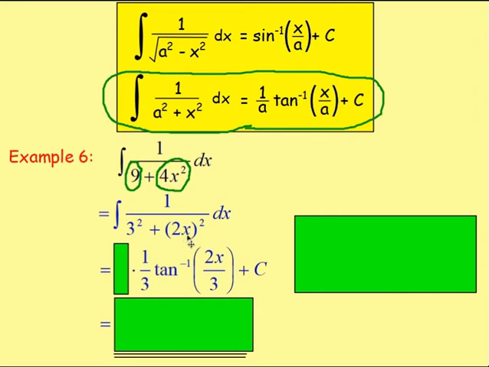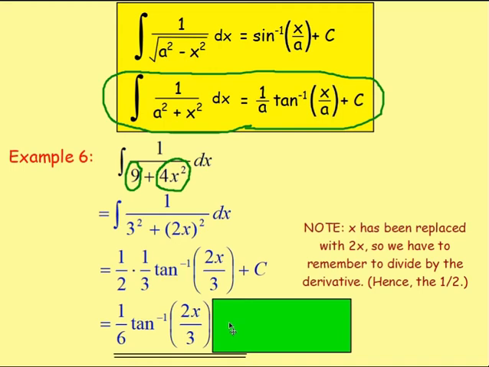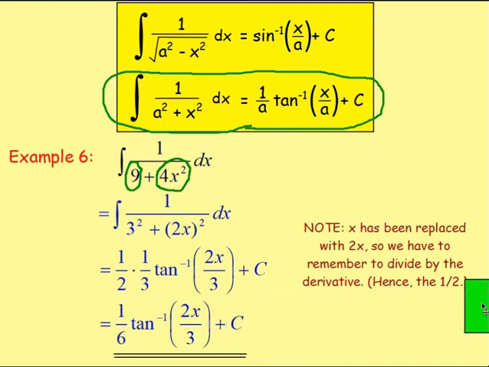And when you have that, you need to divide by the derivative of the brackets. Differentiate 2x, you get 2. So we're also dividing by 2, or multiplying by 1/2. So, as it says here, x has been replaced by 2x. So we have to divide by the derivative. Differentiate that, you get 2, so we're dividing by 2. From there, simplify that. 1/2 times 1/3 would be 1/6. Tan to the minus 1 stays. 2x over 3, and the plus c would all stay as they are. And that's your answer.